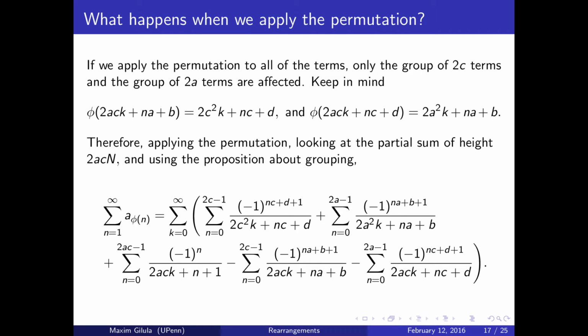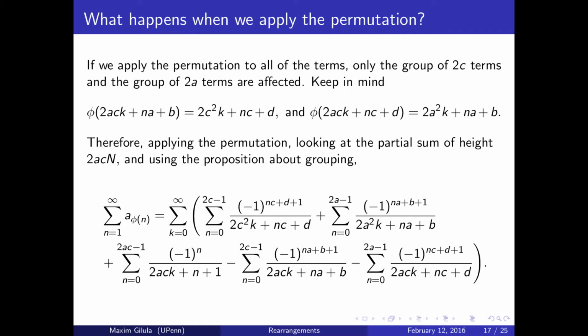Let's keep in mind that what we considered on the previous slide, we had 2ACK plus NA plus B. That's going to be moved to 2C squared K plus NC plus D. All we did was replace each A with each C and each B with each D. And that'll make sense. Because if we do it explicitly, we subtract B, we divide by A, we get 2CK plus N. We multiply by C, we get the C squareds and the C, and then we add D. And the same thing for the other terms.